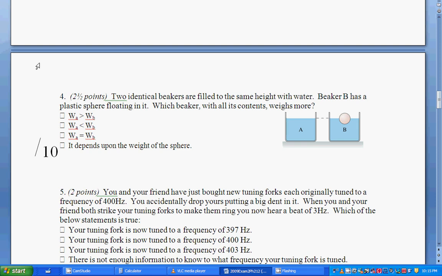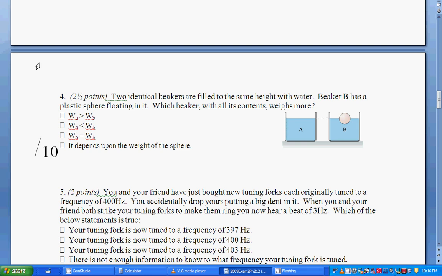Okay, here we have to think of Archimedes' principle. Remember, Archimedes' principle is that the upward force upon an object, either fully or partially immersed in water, is equal to the weight of the fluid displaced by that object. So, in other words, the upward force on that ping pong ball, or whatever it is, in B, is going to be equal to the weight of the water that's in that lower half of where that ping pong ball is.